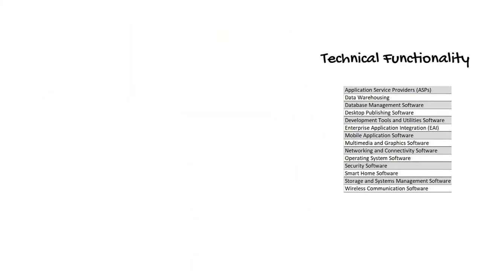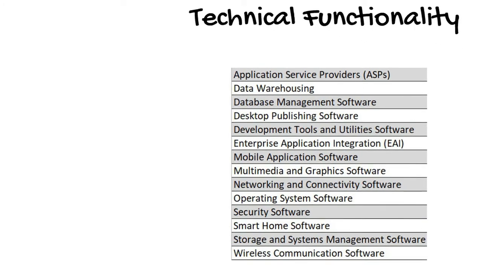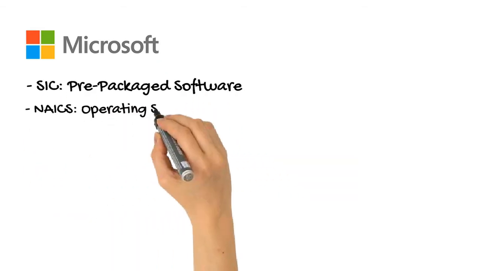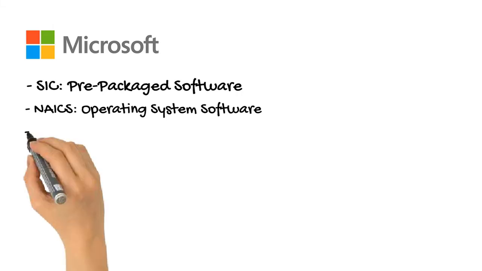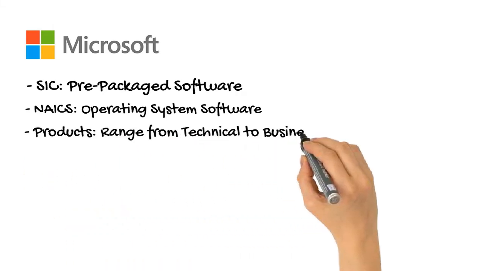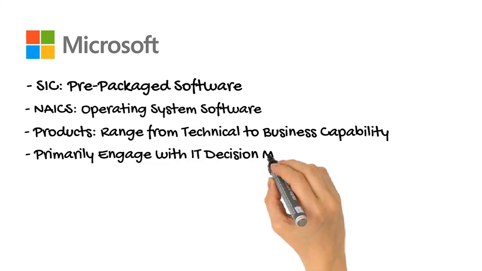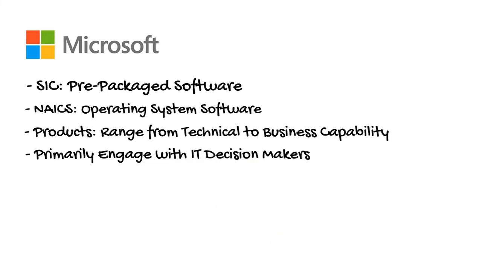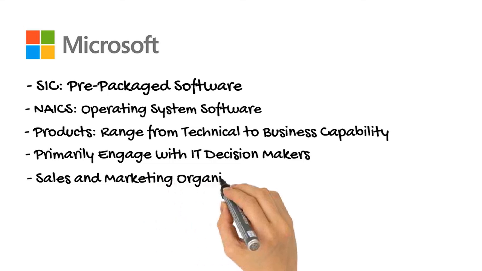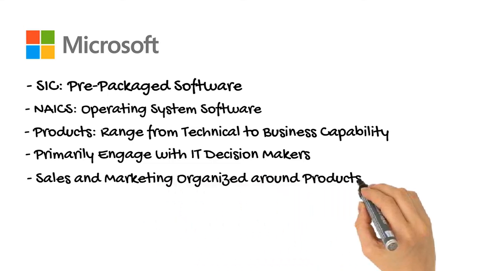Within the technology type, you can see that companies within the subcategory are focused on providing very specific and targeted technical functionality. An example of this type of company would be Microsoft, which is listed on the SEC as an operating system company. Now, Microsoft does develop products which provide business capabilities such as Dynamics 365, however, they typically engage directly with IT decision makers and primarily organize their sales and marketing organizations around their products.